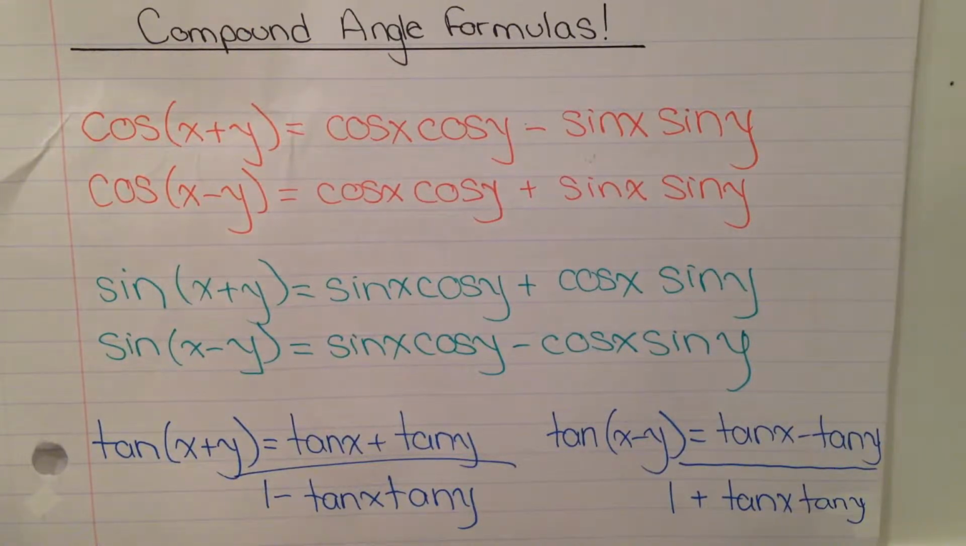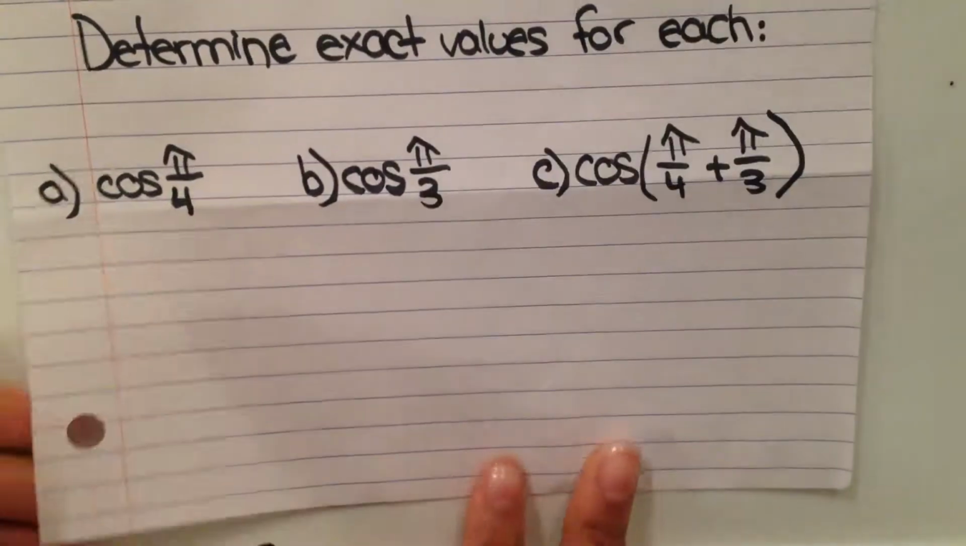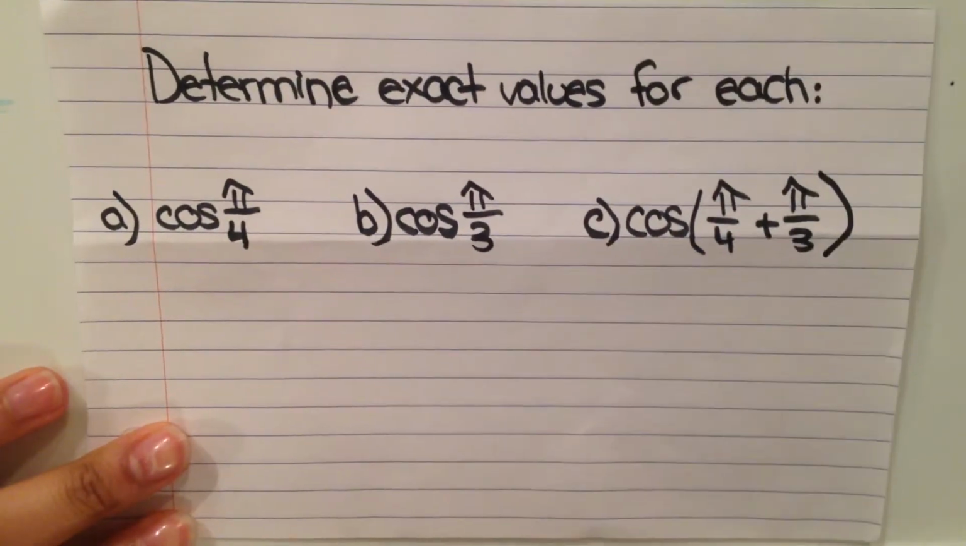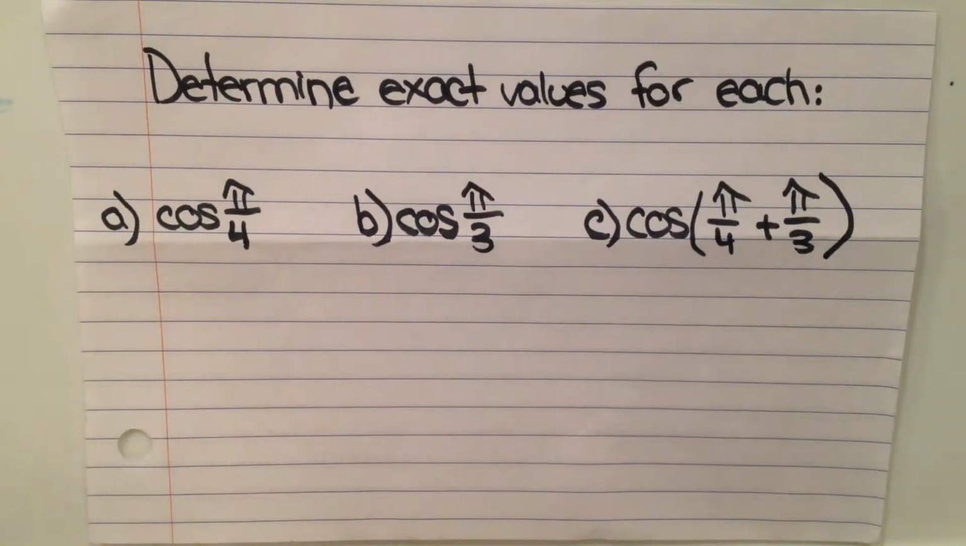So to begin, let's just take a quick look back at what the actual compound angle formulas are. As you can see displayed here is cos x plus y, cos x minus y, and so forth for sine and tan. So to begin, let's just recall and go back to our first typical type of questions, for example, determining the exact values for each. These are very basic type questions, but you need to know how to do these regardless. So for A, cos pi over 4, we can solve these easily by using our special triangles, as you can see right here.